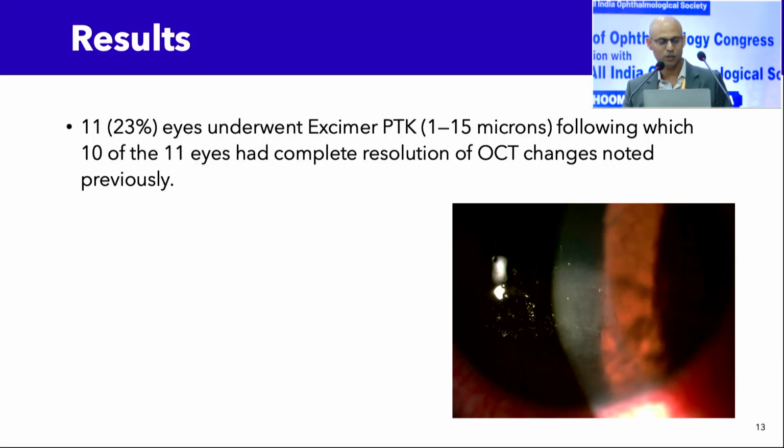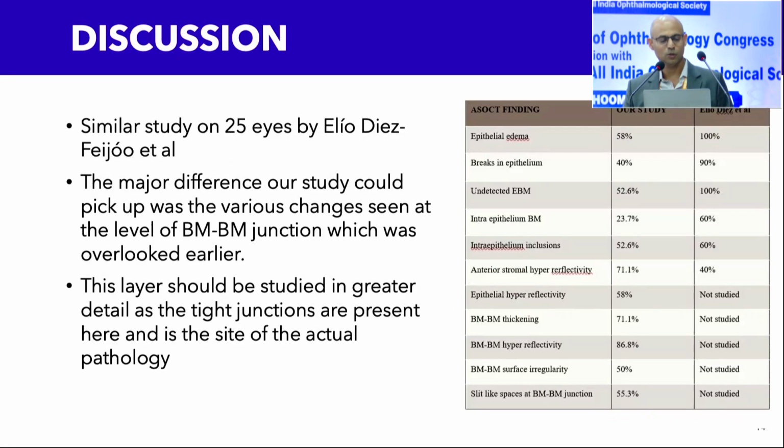So 11 of these eyes underwent excimer PTK between 1 to 15 microns, following which 10 of these 11 eyes had complete resolution of symptoms as well as OCT changes noted previously. One had partial resolution. So a similar study of 25 eyes is the only other study, by DS Feggio et al. And the major difference our study could pick up was various changes at the level of the BMBM junction, which were not mentioned in the previous study. In fact, they were the most common findings that we found.